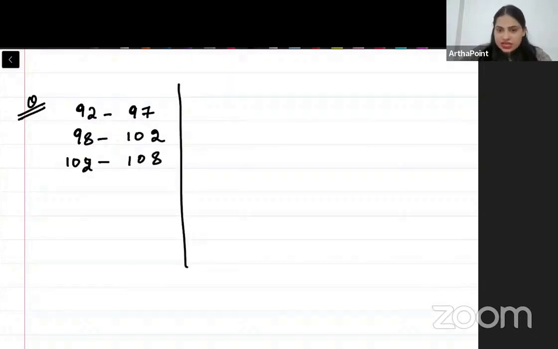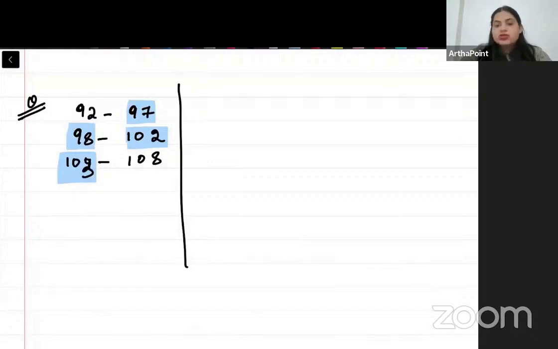But this data set that is given to you is not continuous. You see that this is 97, then this starts from 98. This is 102, and then this suppose starts from 103. Some such data set is given. So whenever you are given a data set which is not continuous, before you calculate the median or even mean, you must convert this into a continuous data set.